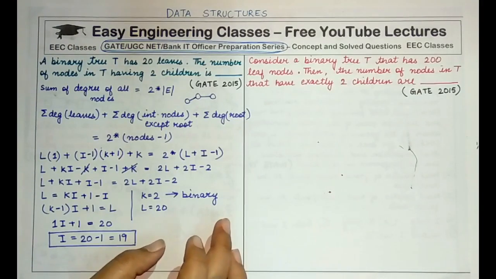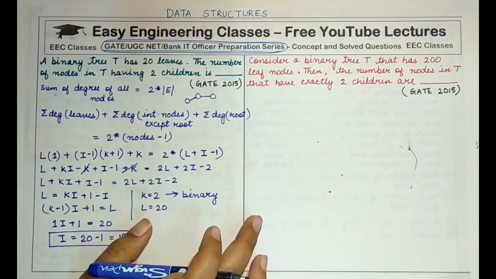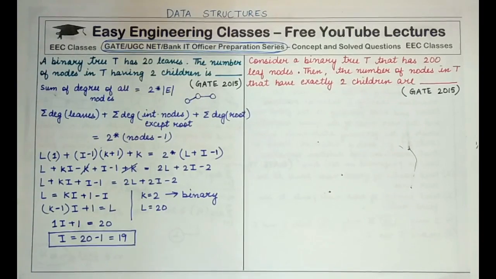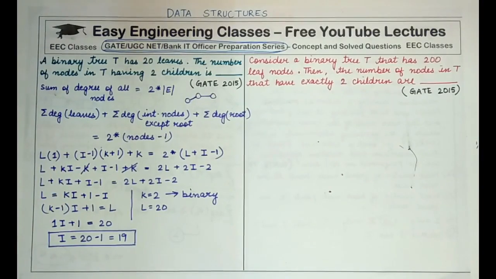Now there is another similar question that appeared in the same year of GATE 2015 but in a different set. There are two different sets of the GATE paper, and in the second set the same type of question appeared but with different values. So the second question that we solve is, consider a binary tree T that has 200 leaf nodes, then the number of nodes in T that have exactly 2 children. I'll solve this question another way so that if you do not clearly understand this method, you will be able to grasp the second one.